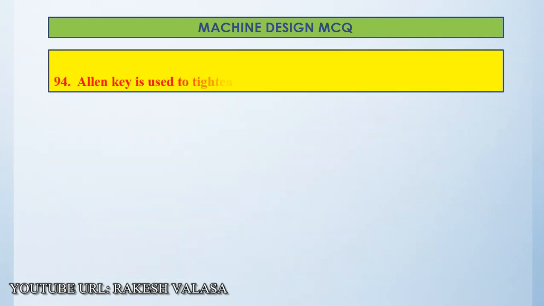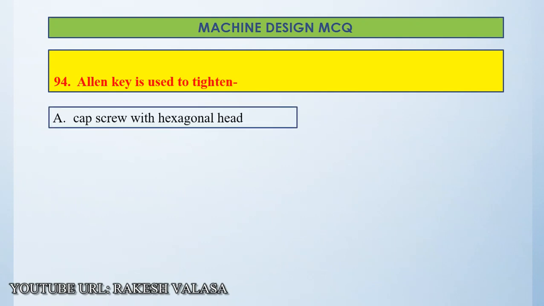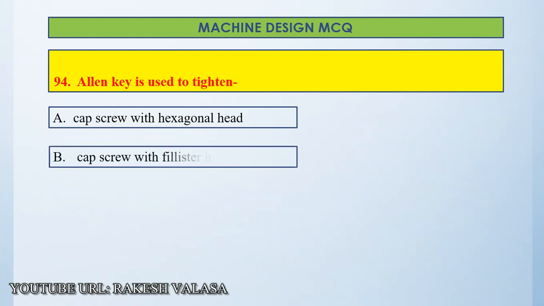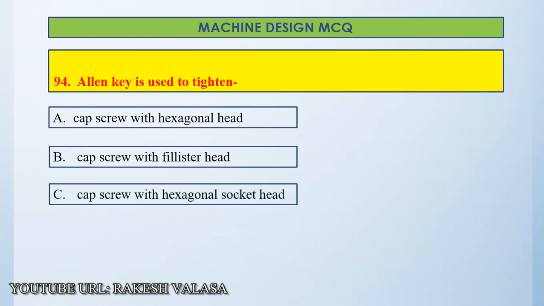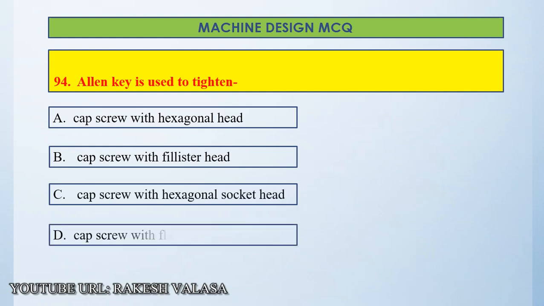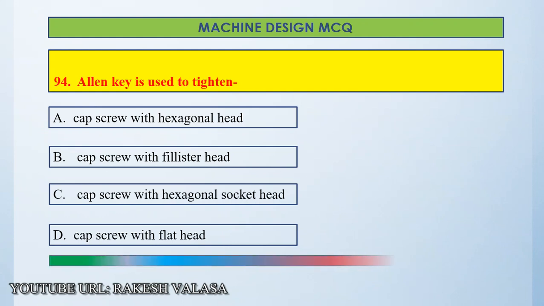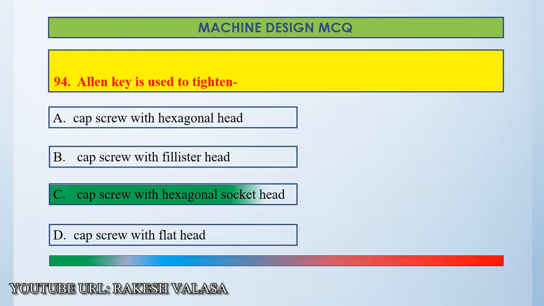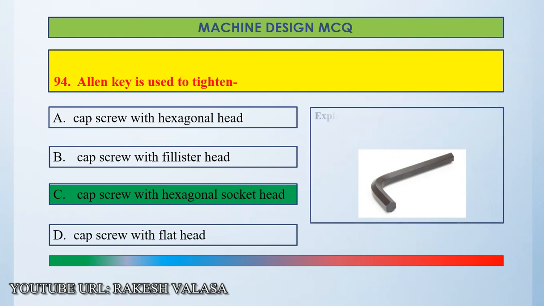Question number 94. Allen key is used to tighten: option A, cap screw with hexagonal head. Option B, cap screw with pilaster head. Option C, cap screw with hexagonal socket head. Option D, cap screw with flat head. The correct answer is option C, cap screw with hexagonal socket head. Explanation. Allen key or hex key is used to tighten the screw with hexagonal socket head. So the correct answer is option C.